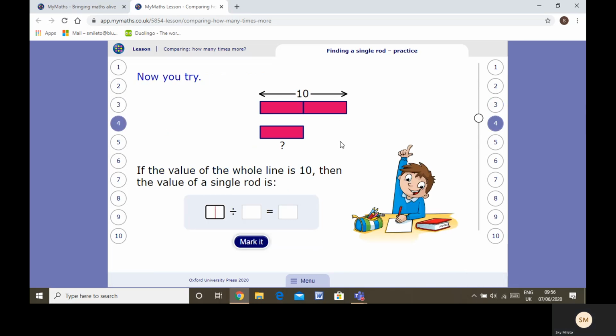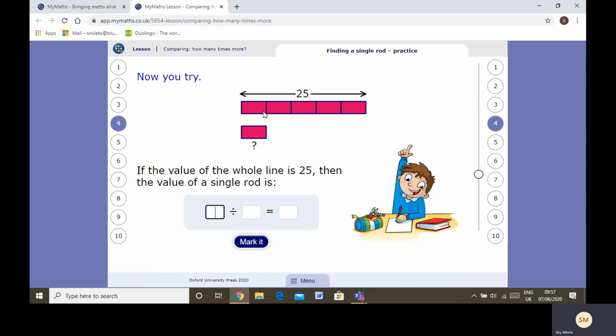So, your turn. You can pause the screen and try this, and I will go through it. The value of a whole rod is 10. What's the value of a single rod? So, we've got 10, because the biggest number always goes at the beginning in a division. And we can see that the 10 is in 2 lots. So we're looking for 1 lot, so we need to divide it by 2. And 10 divided by 2 equals 5.